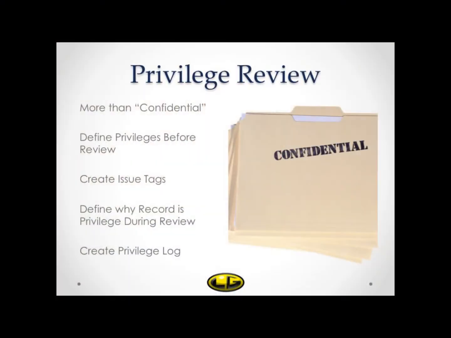Privilege review is simply more than tagging an email message or a Word document confidential. You have to consider the privileges that are going to be at stake in the case. For example, perhaps you're going to be dealing with a lot of trade secrets. Perhaps there are other business type privileges that attach. Perhaps there are going to be spousal privileges that you need to consider as well. And you take all that information and you create your issue tags to be able to tag information accordingly.